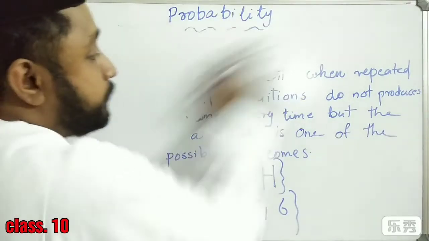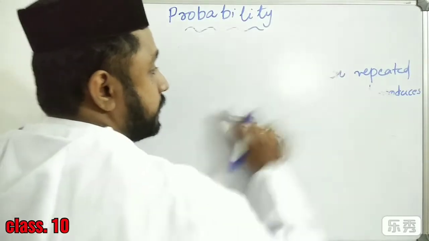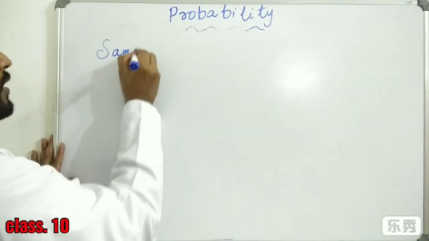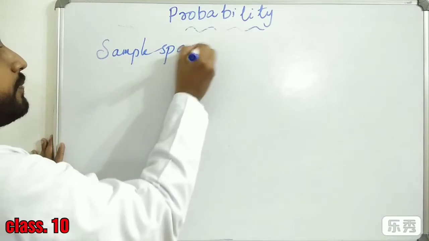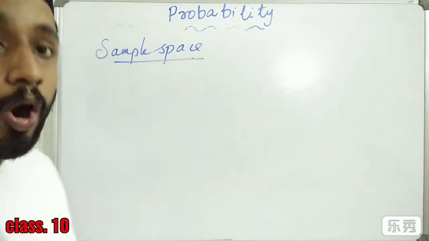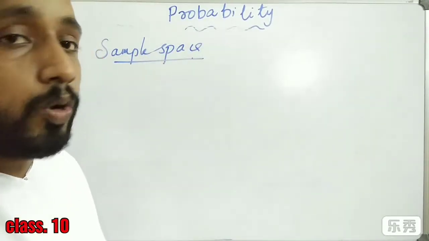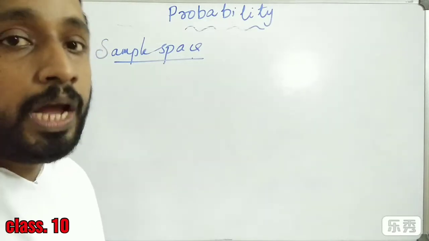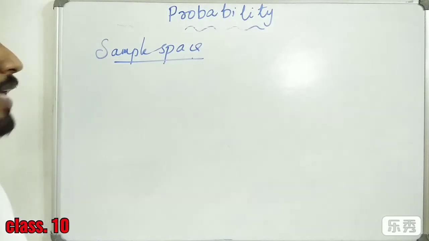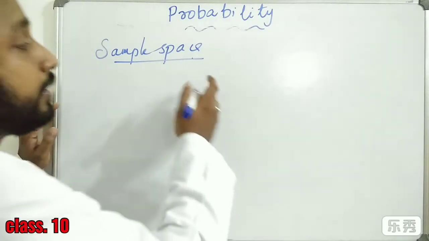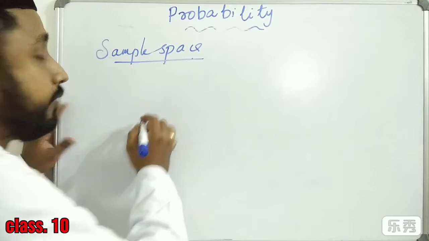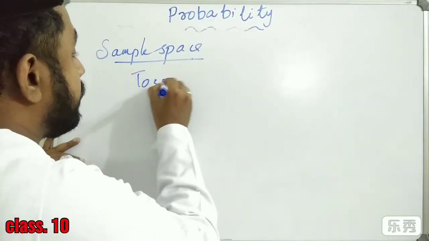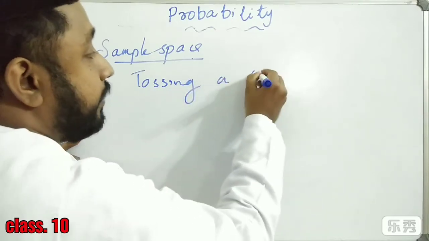Next one is sample space. What do you mean by sample space? Sample space, very important portion. Sample space means the set of all possible outcomes. The set of all possible outcomes in an experiment is known as sample space.